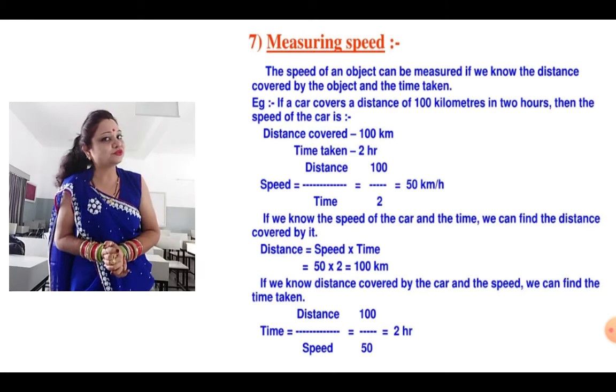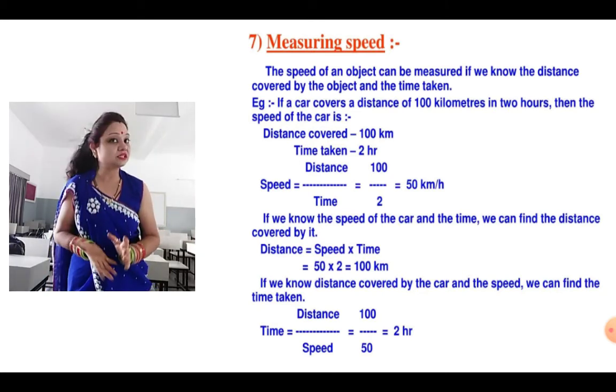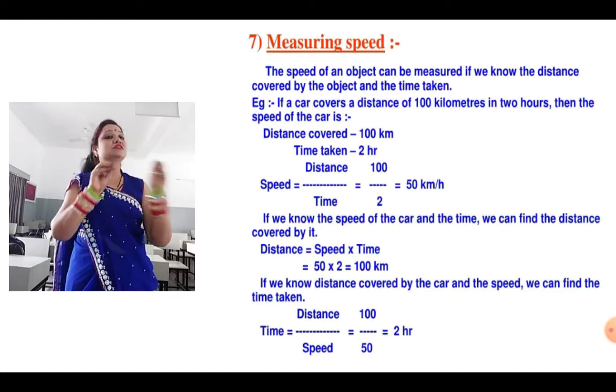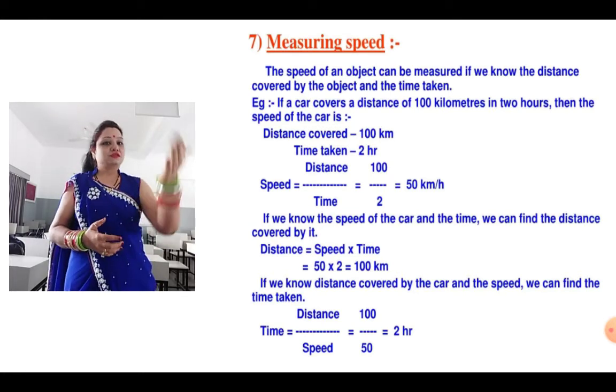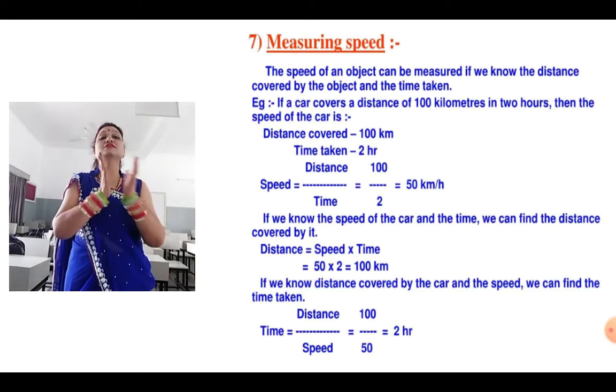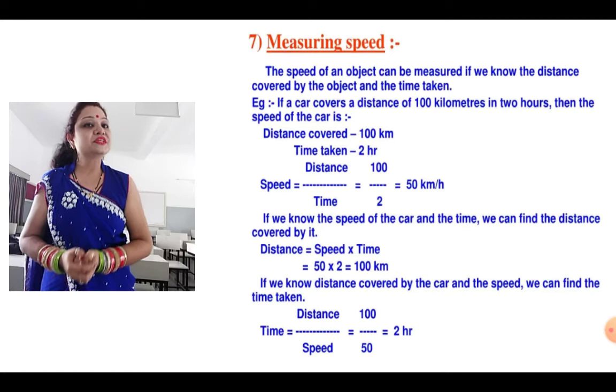It's very simple, students. Just as we did the conversions in heat, in the same way, simply put the values in the formula and you will get the answer. Fine. So this is how to measure speed. The formula: total distance upon total time.